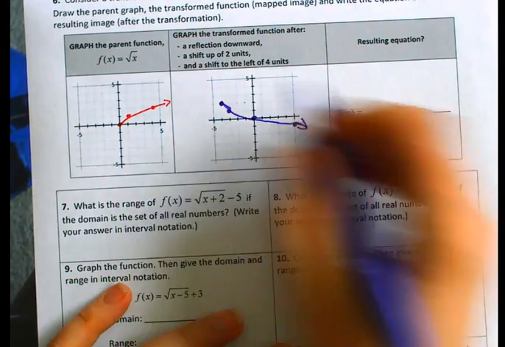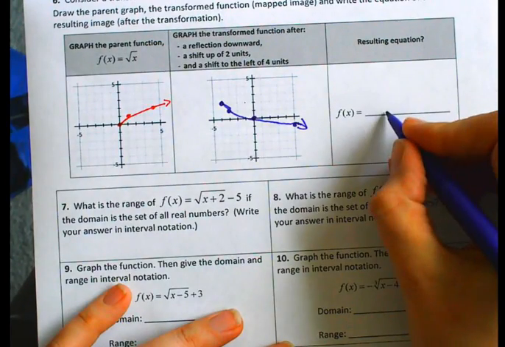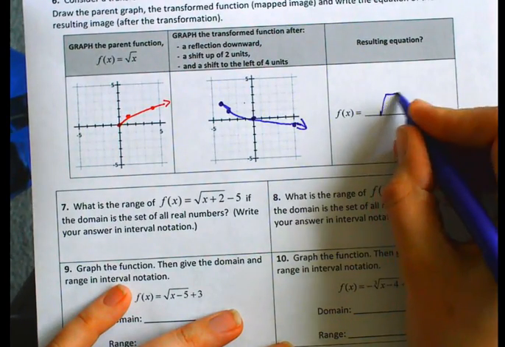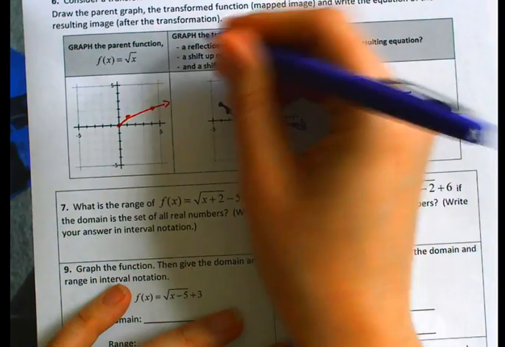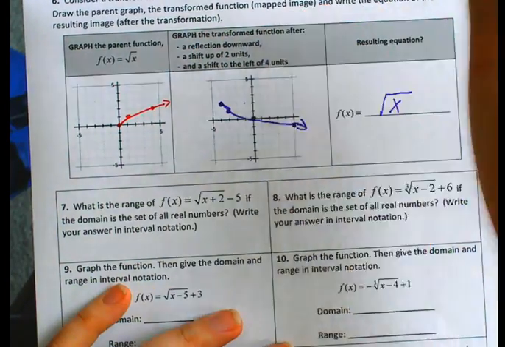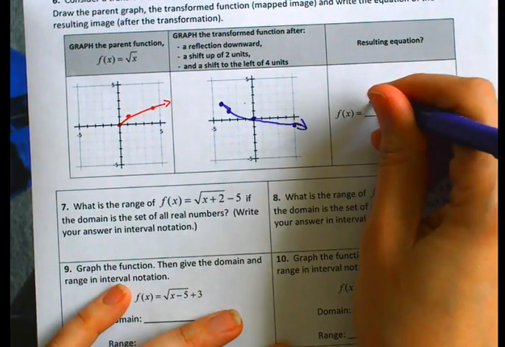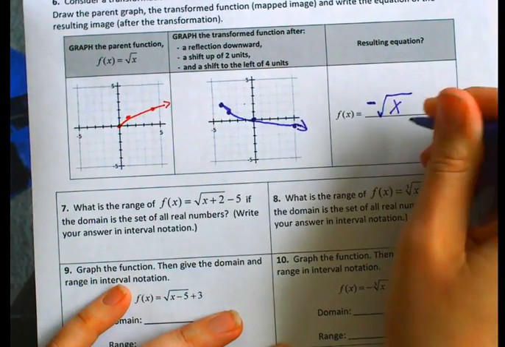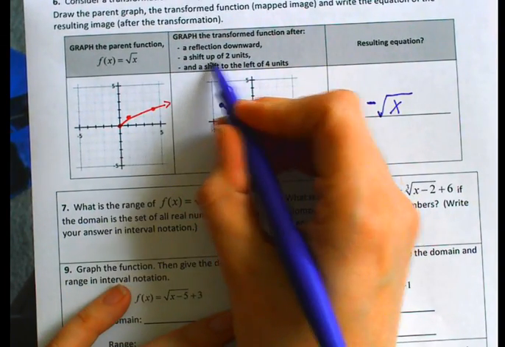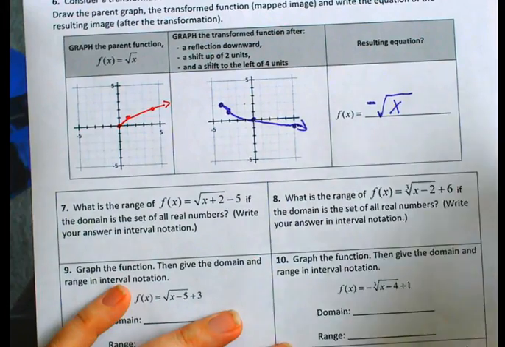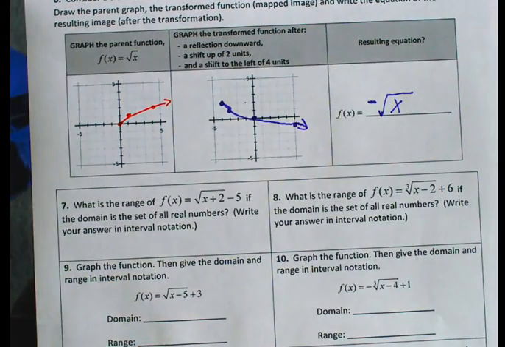So I have f of x equals, I know this is the square root, because they told me that that was my parent function, so that's where I'm going to start. Reflection downward, which is a reflection across the x-axis, I know means a negative in front. And then a shift up 2 units. Up is on the outside.